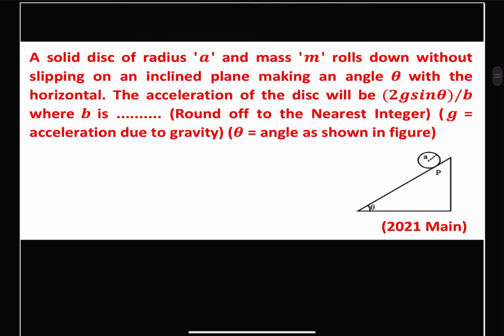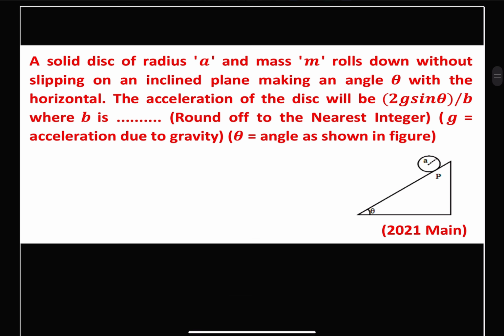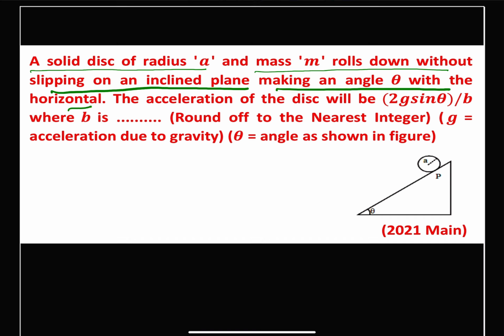Next question. It states that a solid disk of radius a, mass m, rolls down without slipping on an inclined plane, making angle theta with the horizontal. The acceleration of the disk will be 2g sine of theta divided by b, where b is. Okay, basic figure is given to us. Solid disk, it is rolling downward, so there is no slipping, only pure rolling.